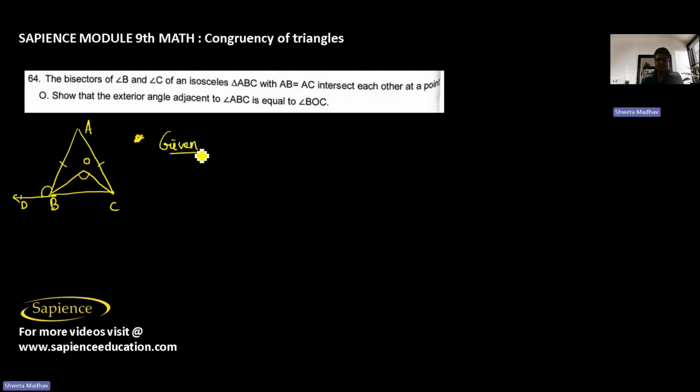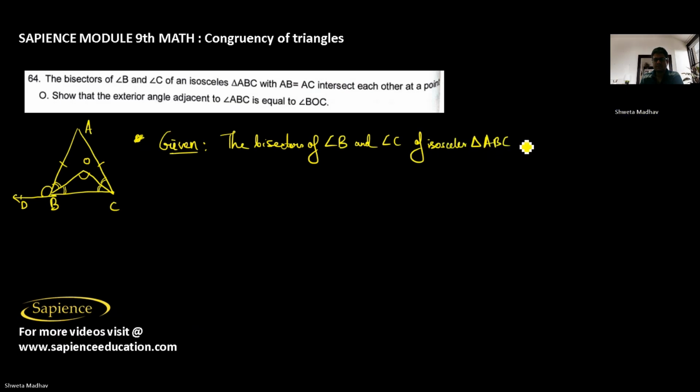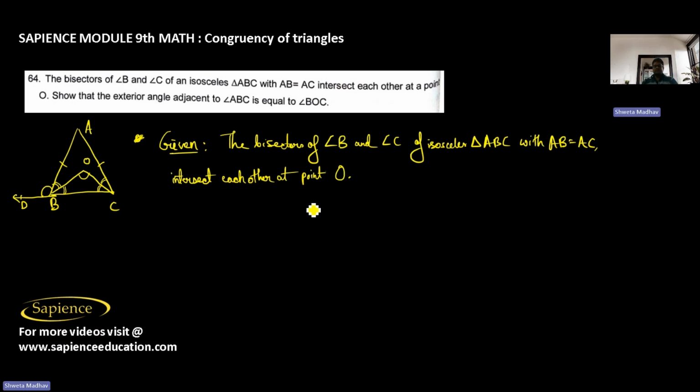First we will write what is given. So it is given that the bisectors of angle B and angle C, where bisector means these two angles are equal and these two angles are also equal, of isosceles triangle ABC with AB equal to AC, intersect each other at the point O.